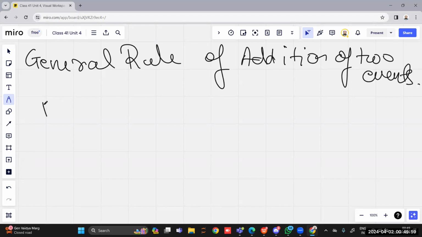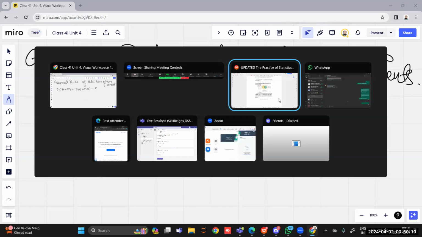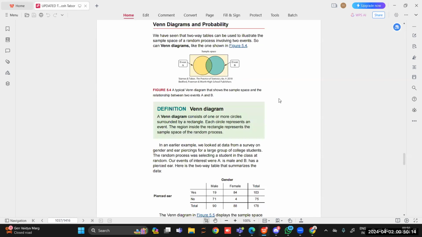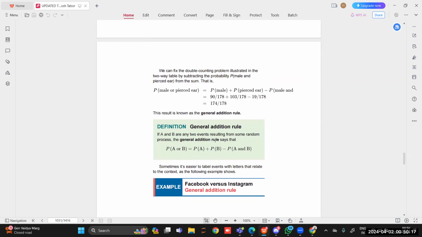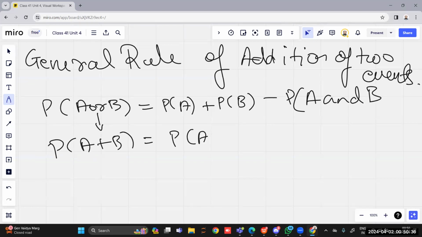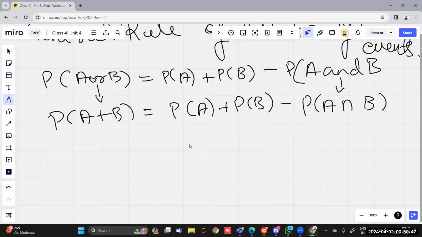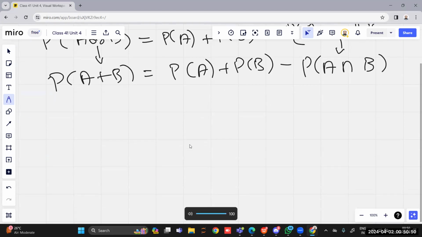So what will be the probability of A plus B? It will be the probability of A plus the probability of B minus the probability of A and B. In the textbook he has given the intersection, not the union. I told you I'll write "or", and "or" corresponds to A plus B, the union. So probability of A or B equals probability of A plus probability of B minus probability of A intersection B. Is it clear? This was the general rule of addition.